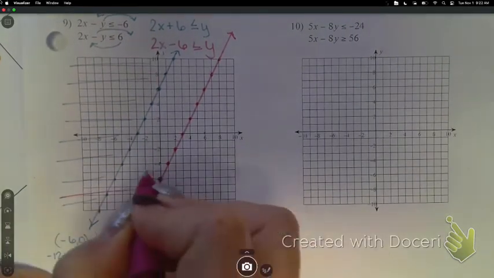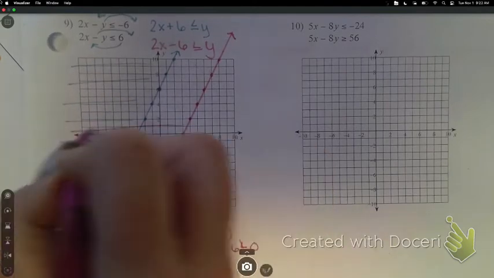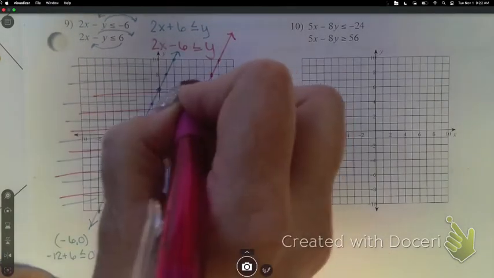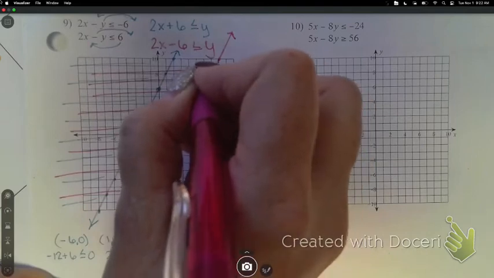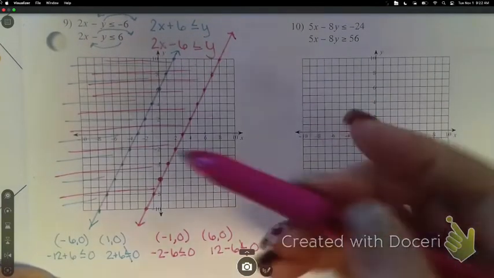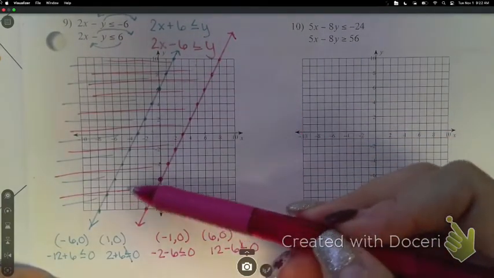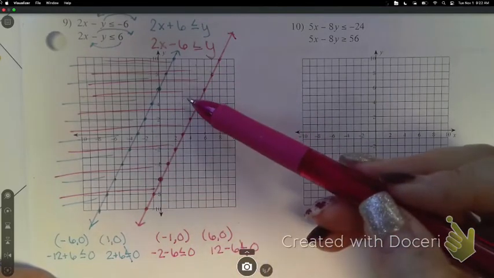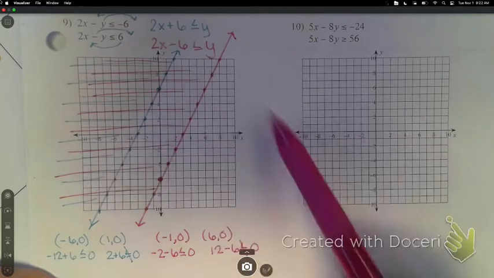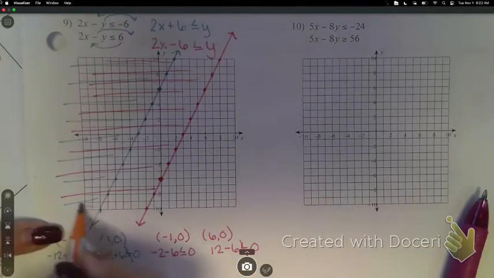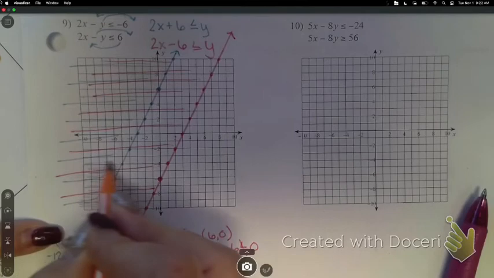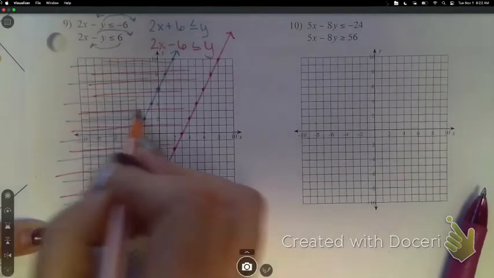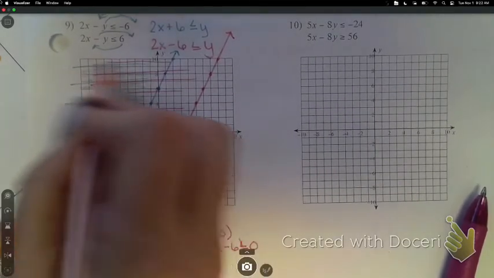Now, it is only the solution where they overlap. So do they overlap in here? No. Not there. They do not overlap here. They overlap where? Over the other side. Over here. So this over here is your final solution.